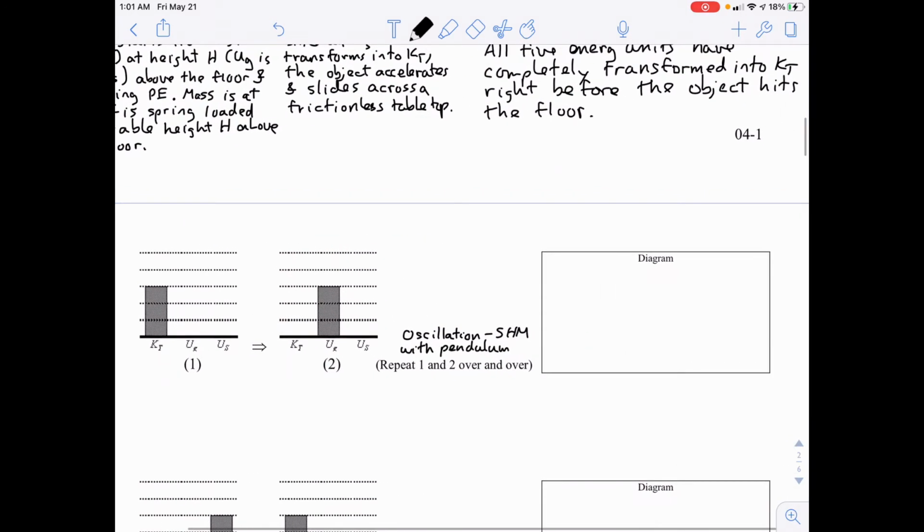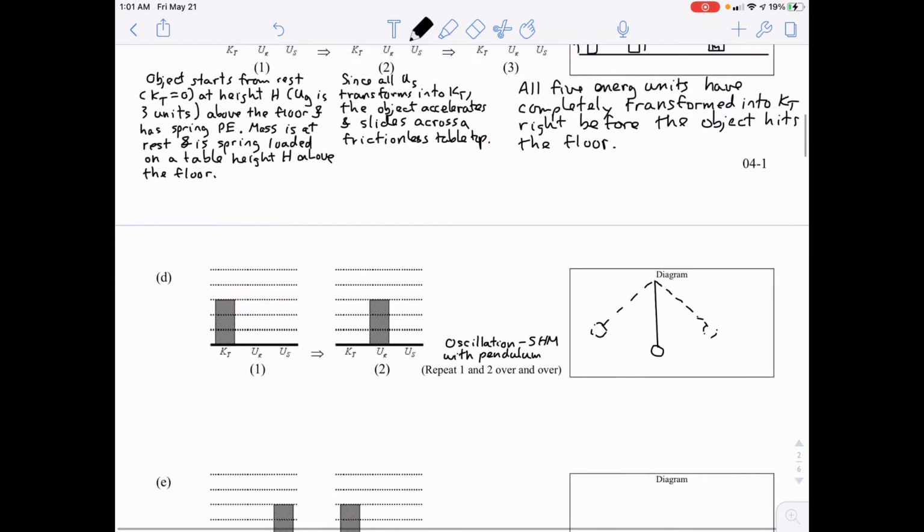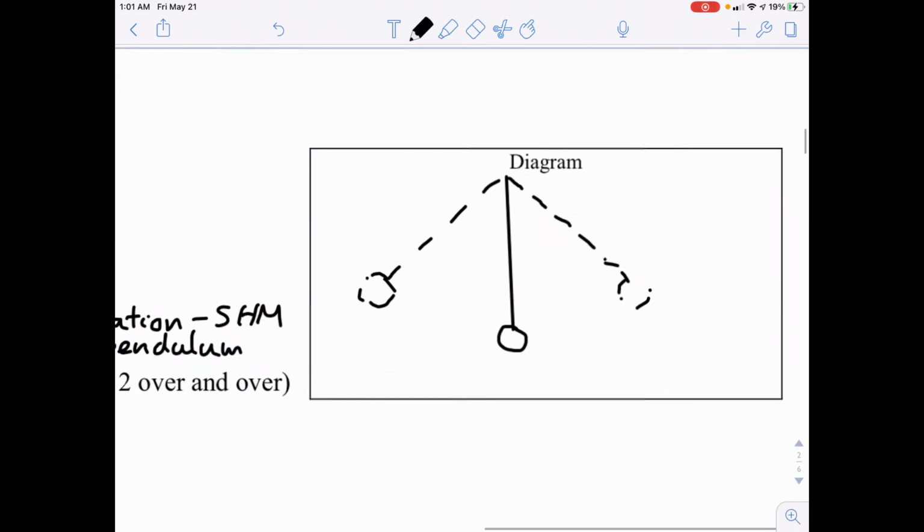I'm going to actually draw the diagram for this one first. So I'm going to draw the diagram here, the pendulum at its lowest point. And then I'm going to draw the pendulum at one amplitude. And then the pendulum at the other amplitude. And so what happens is, if you look at this here, you're starting with kinetic energy, which means the amplitude is at its lowest point.